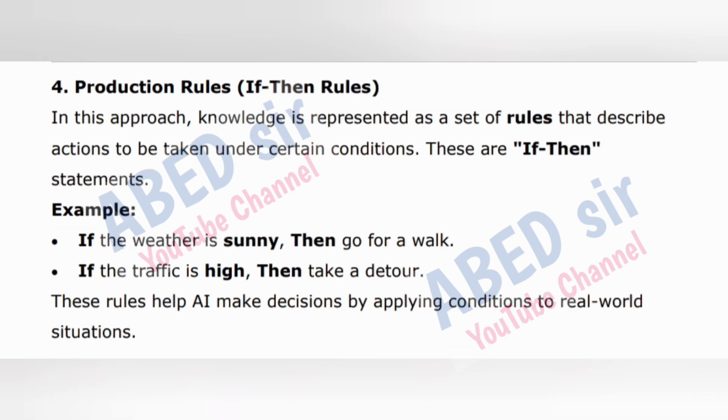4. Production rules, if-then rules. In this approach, knowledge is represented as a set of rules that describe actions to be taken under certain conditions. These are if-then statements. Example: if the weather is sunny, then go for a walk. If the traffic is high, then take a detour. These rules help AI make decisions by applying conditions to real-world situations.